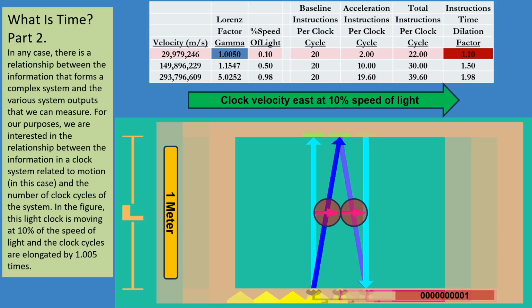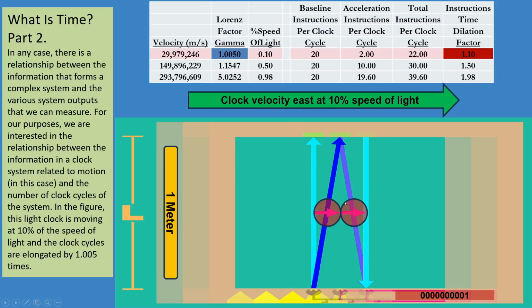In any case, there is a relationship between the information that forms a complex system and the various system outputs that we can measure. For our purposes, we are interested in the relationship between the information in a clock system related to motion and the number of clock cycles of that system. In the figure, this light clock is moving at 10% of the speed of light, and the clock cycles are elongated by 1.005 times. And here's a blur motion chart that shows a light clock moving at 10% of the speed of light to the east.